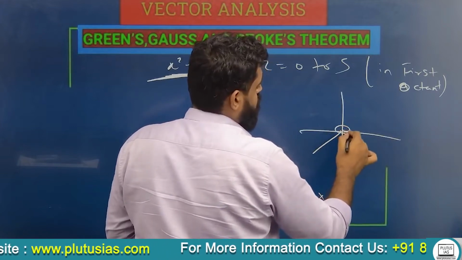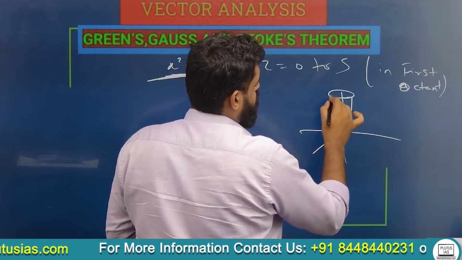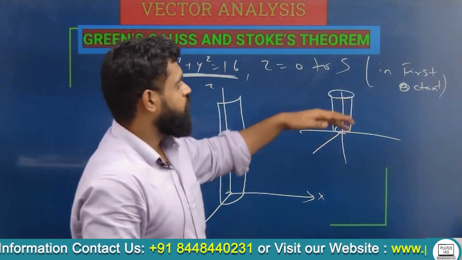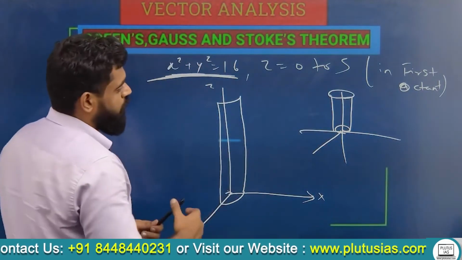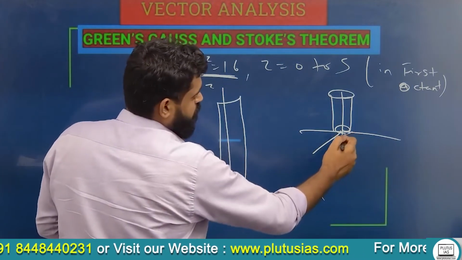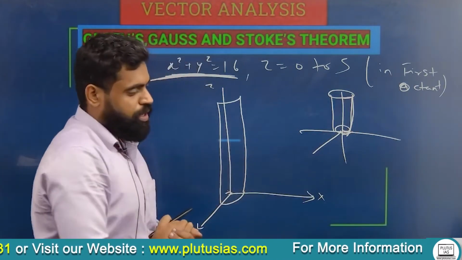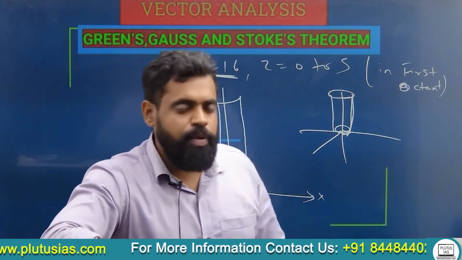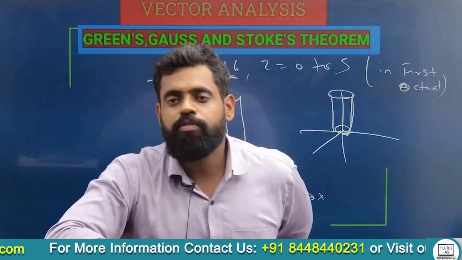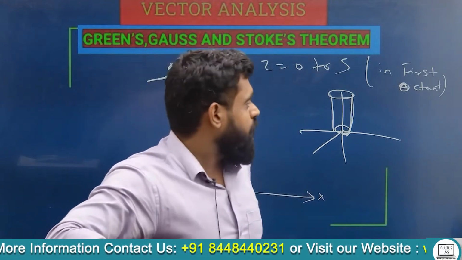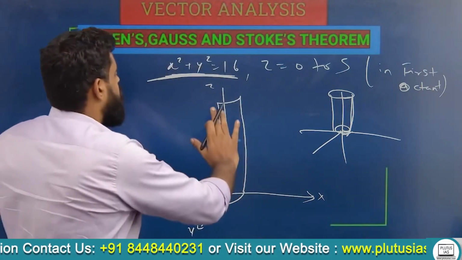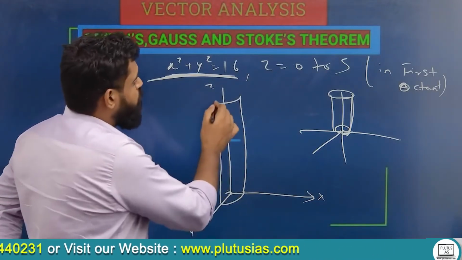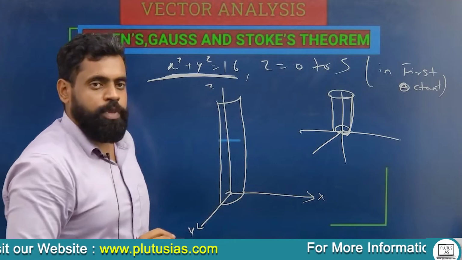it would have been a cylinder, where the z value is 0. But if I take it in the first octant, it would be in this portion only. I think you will understand this. My main point here is not what a cylinder would look like. My main point is that if you take the projection along the xy plane, you won't be able to do so.